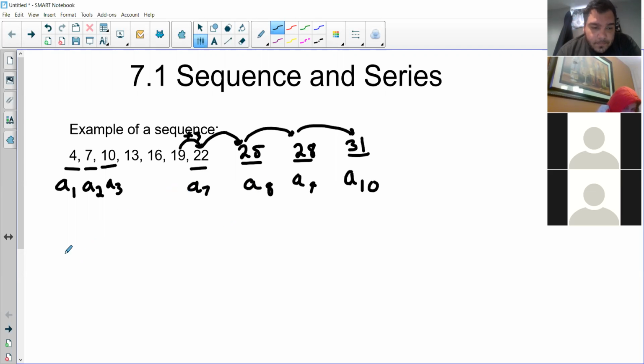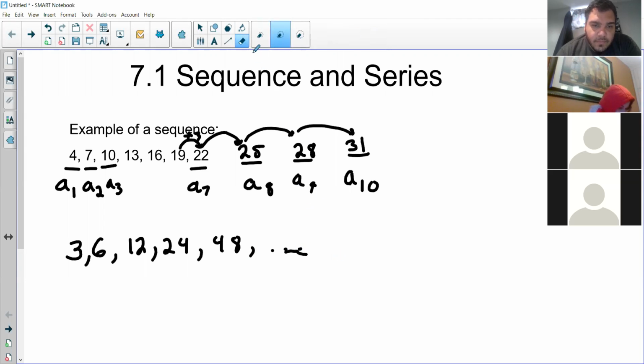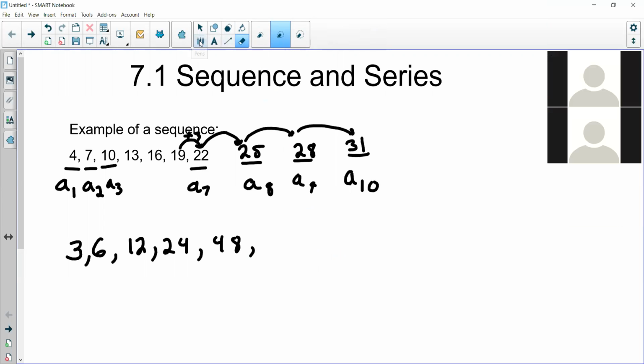Let's look at another example. Let's do 3, 6, 12, 24, 48. So our next sequence is down here. And Alyssa, what is the pattern happening with this one?